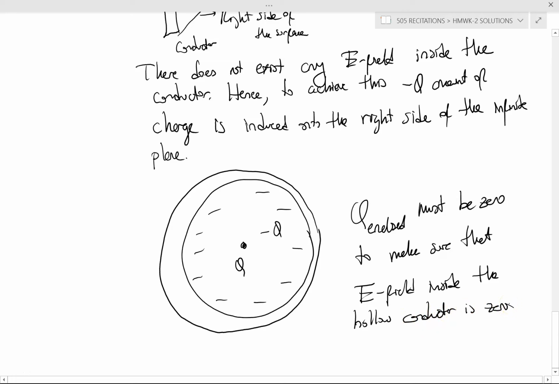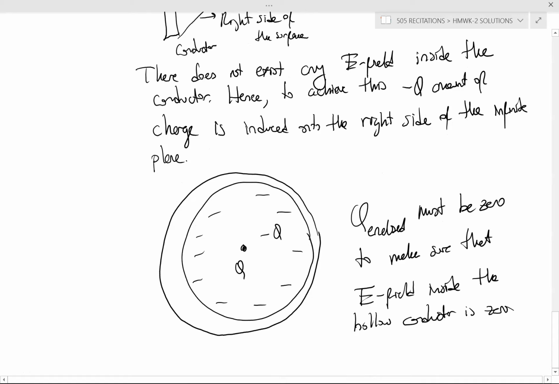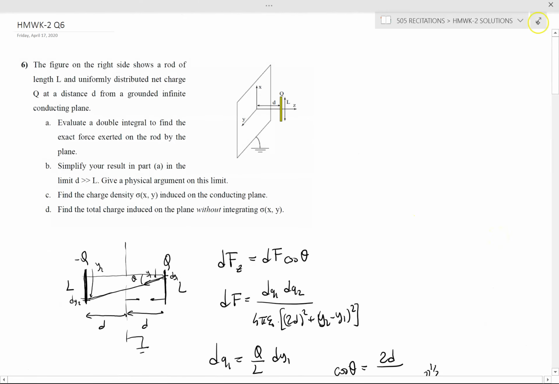That's the idea. Hence, in this case, plus Q is at the outer surface of the overall conductor. Okay. Let me pass to the very last problem now.